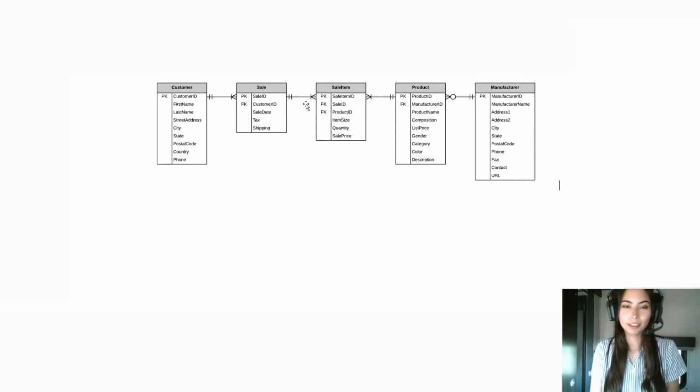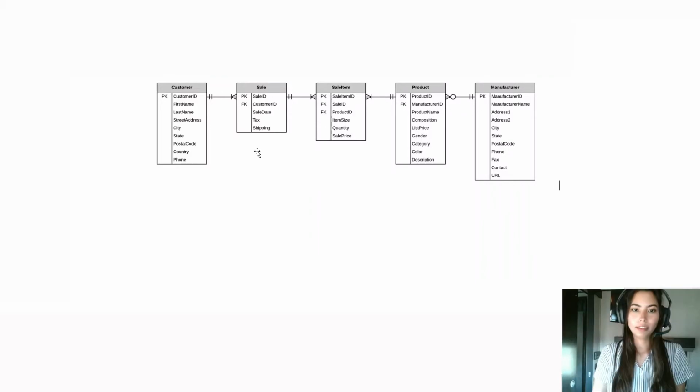Let's move on to this relationship. A sale can have one to many sale items, but a sale item can have one and only one sale. A sale item can have one and only one product. A product can have one to many sale items. A product can have one and only one manufacturer, and a manufacturer can manufacture zero to many products. And I hope that from the last two parts, you can understand what these are and how we use them within SQL.